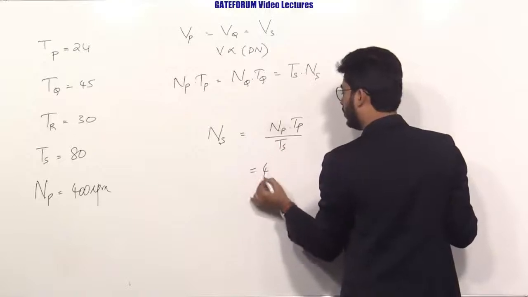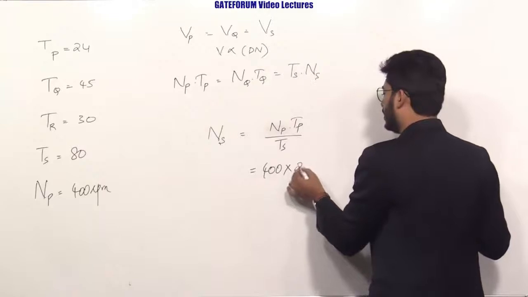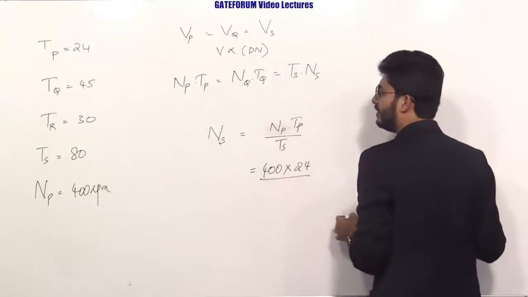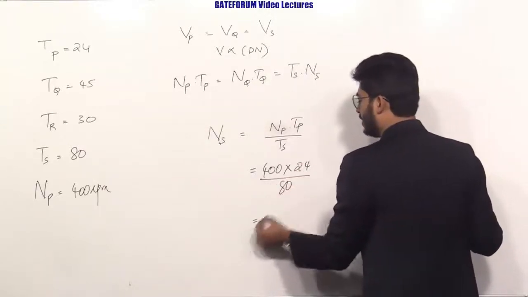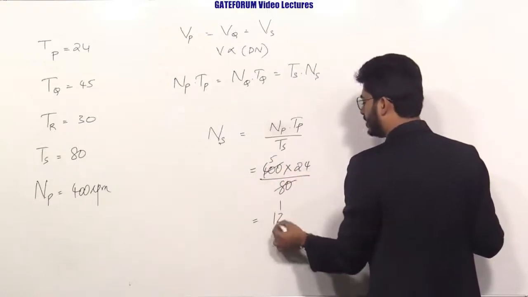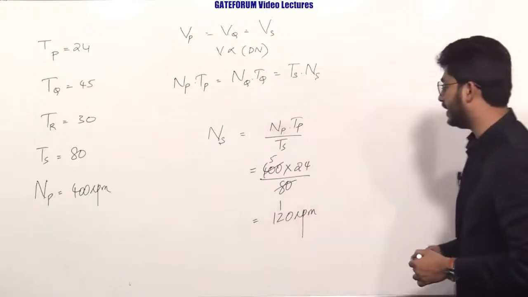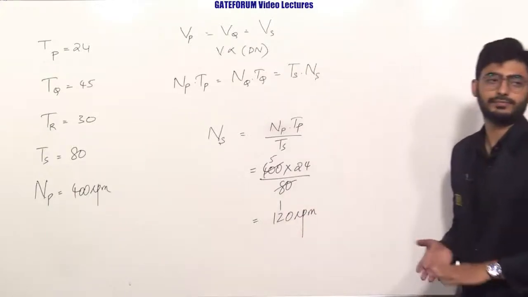So this is equal to 400 into TP, which is given as 24, and TS is given as 80. So 400 into 24 by 80 is 120 rpm. Okay, so here the 120 is the answer. This is the end of the answer.